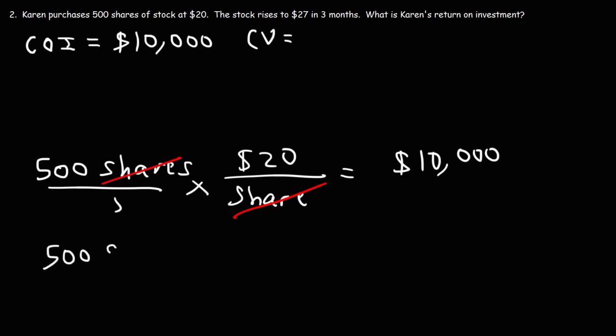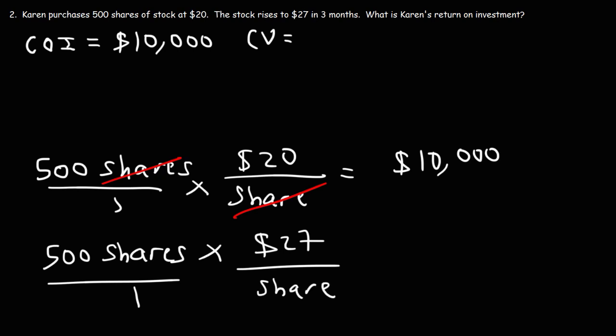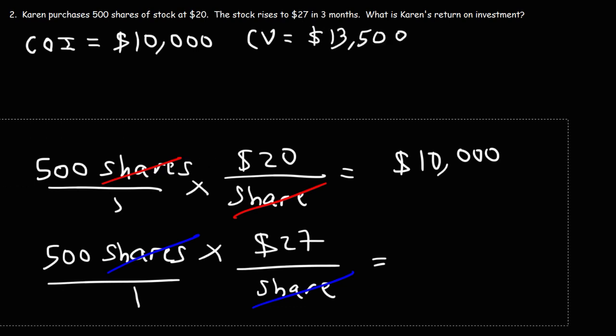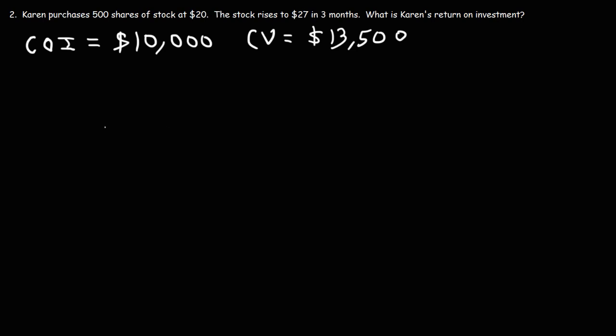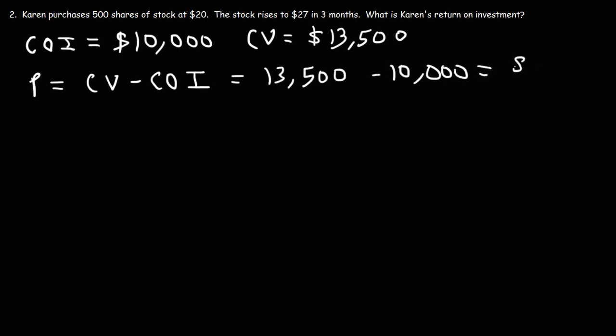So she still owns 500 shares. And now the price of each share is $27. So the current value of her investment is 500 times 27, which is $13,500. So if she sells it at that price, we can now calculate the profit. The profit is going to be the current value minus the cost of the investment. So that's 13,500 minus 10,000, which will yield her a net profit of $3,500.